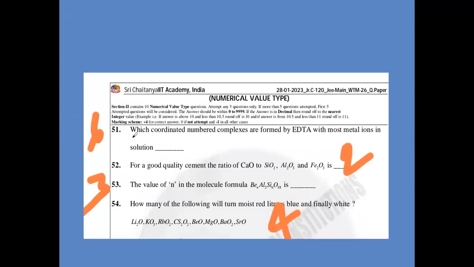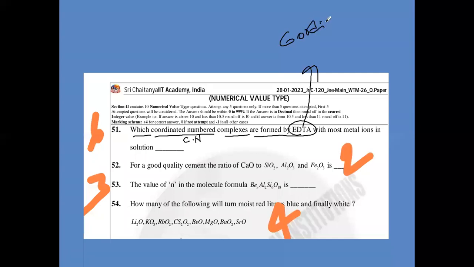Next, what is the question? Which coordination number, CN meaning coordination number, complexes are formed by EDTA? We study this in the lesson on coordination complexes in class 12. This EDTA is one type of ligand. These are all types of ligands we study in coordination chemistry.